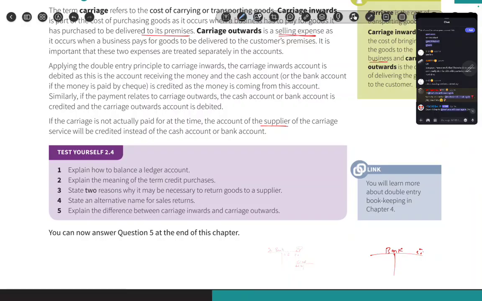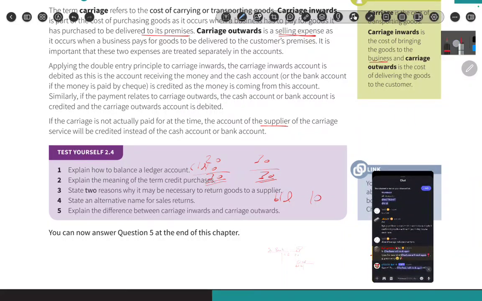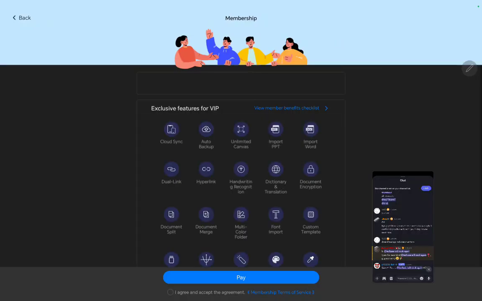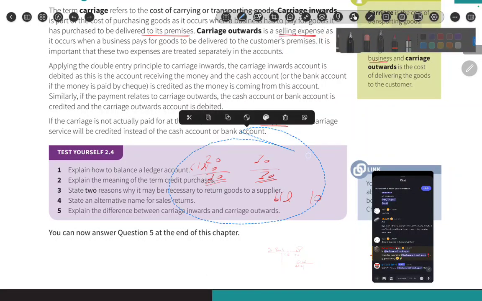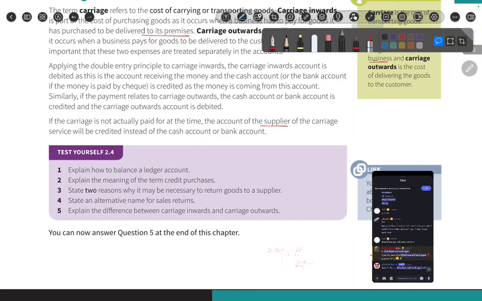Explain how to balance a ledger account by taking, let's just say this side is 20 and this side is 30. So you're going to do 10 and this is going to be your balance c/d. This is going to become 30 and this is also going to become 30. And then you're going to have balance b/d here as 10. Pretty simple, right?